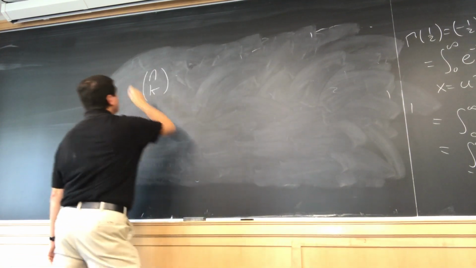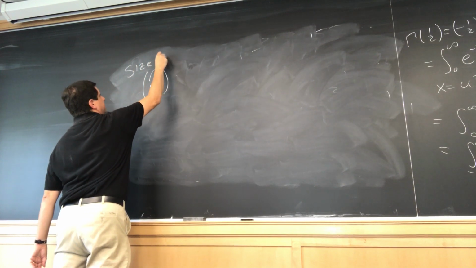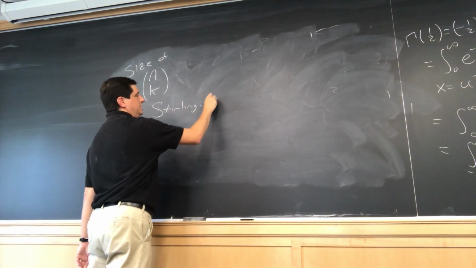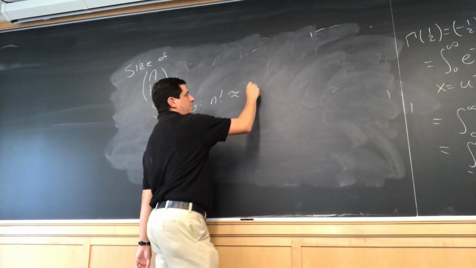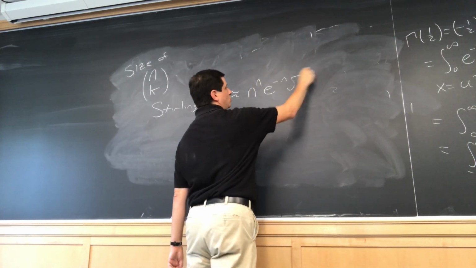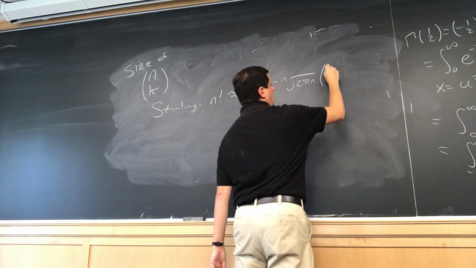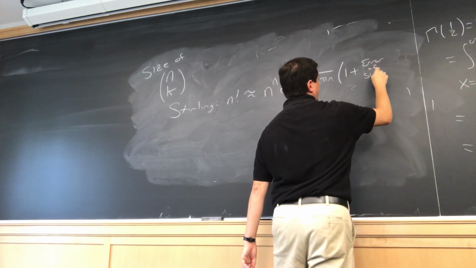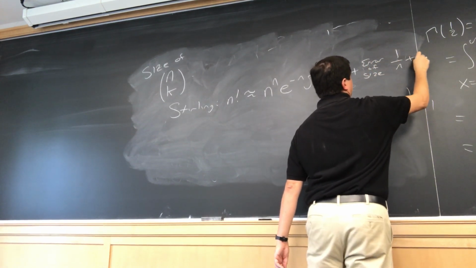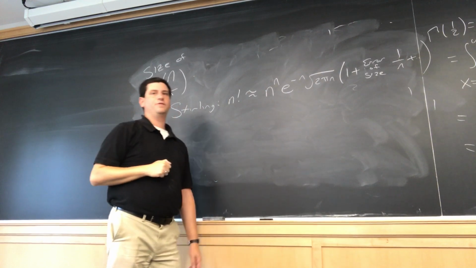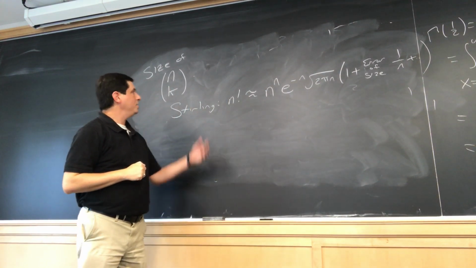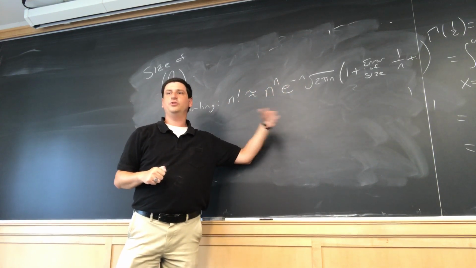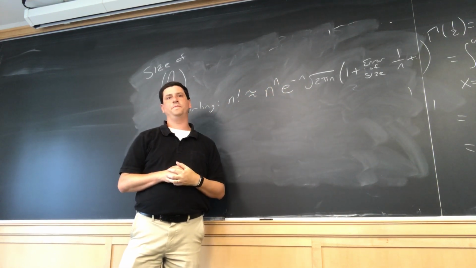So let's do the size of. Well, Stirling's formula is n factorial is approximately n to the n, e to the minus n, square root of 2 pi n, times 1 plus error of size 1 over n. And then you have higher and higher powers of n going further and further down. So one possibility, if n and k are large, is you could do something like this to estimate n factorial, k factorial, and n minus k factorial.